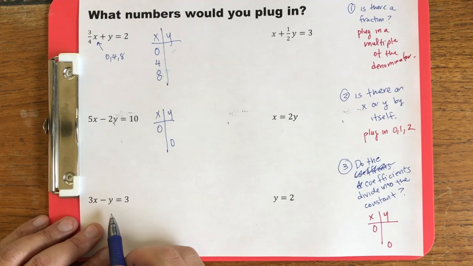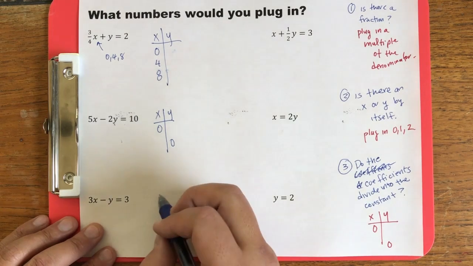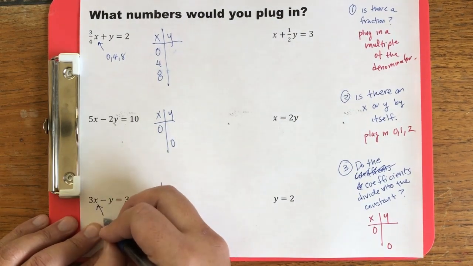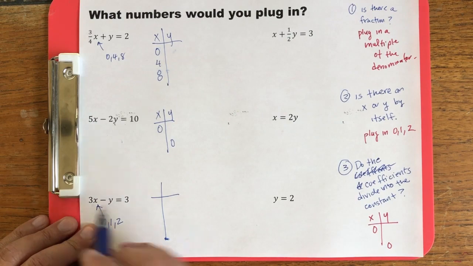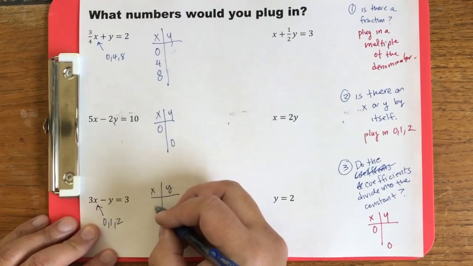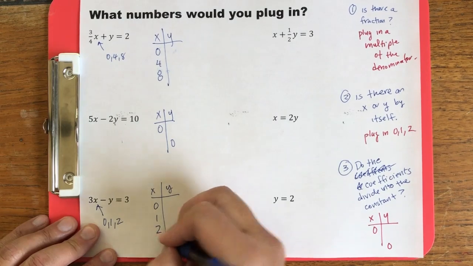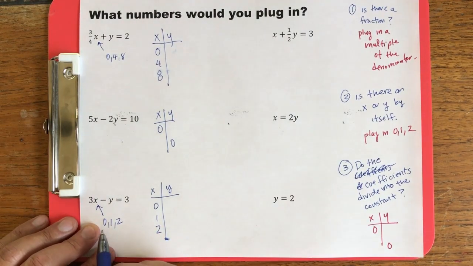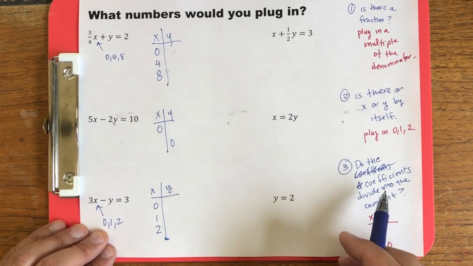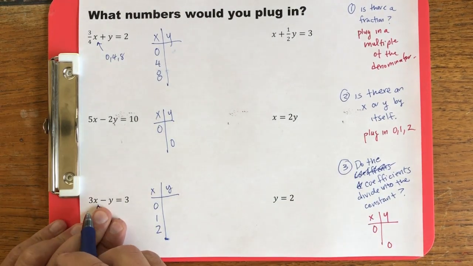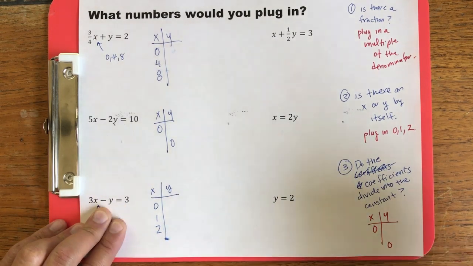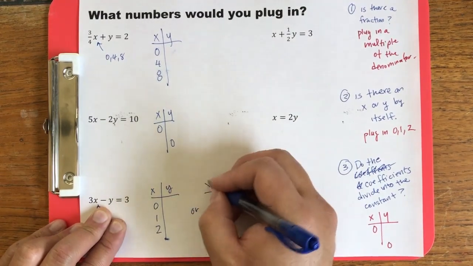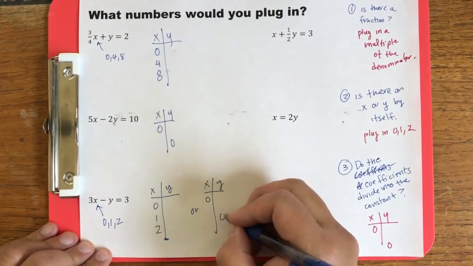Let's try this one. Is there a fraction? No. Is there an x or y by itself? Yeah, I have this negative y all by itself. So I'm going to plug in 0, 1, 2 in the variable that is not all by itself. Okay. Now, this one actually has two choices. You could ask yourself the third question. Do 3 and 1 divide into 3? Do these coefficients divide into the constant? If the answer is yes, you could also solve the problem. You'll get the same line by plugging in 0, 0.